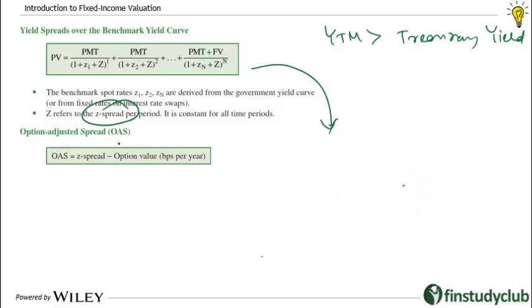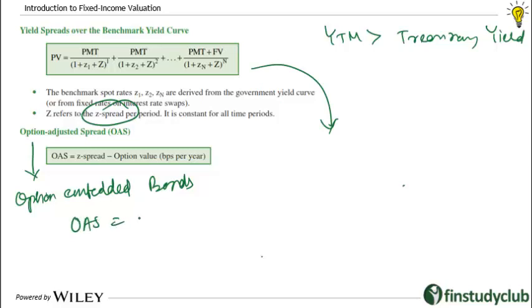Okay, let's now look at option adjusted spread. Now, option adjusted spread is relevant for option embedded bonds, which in other words would be your callable bonds and puttable bonds. How would I arrive at the option adjusted spread? My OAS is going to be Z spread minus the option value. Let me spend a minute on it.